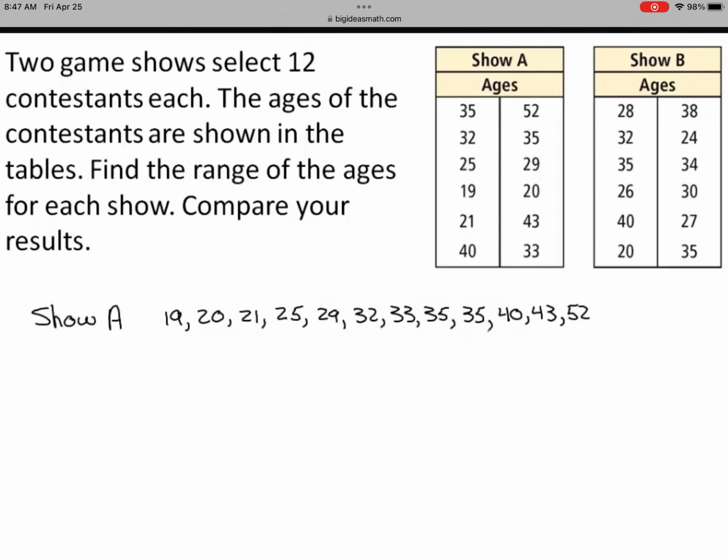So the range of ages for show A is 33 years, and the range of ages for show B is 20 years. So the ages for show A are more spread out.